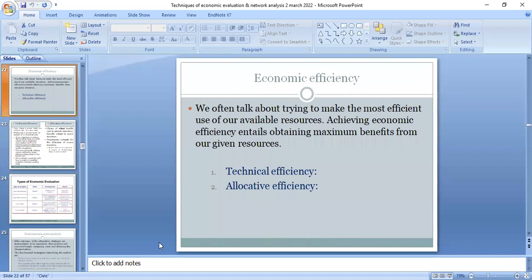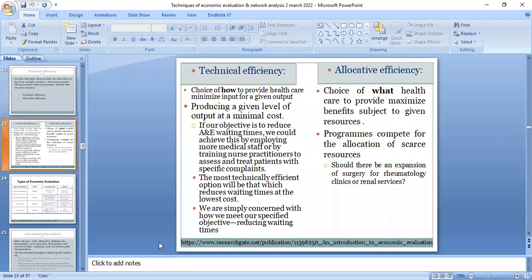Now, economic efficiency. We often talk about trying to make the most efficient use of our available resources. Achieving economic efficiency entails obtaining maximum benefit from our given resources. It has two forms, technical efficiency and allocative efficiency. Technical efficiency is the choice of how to provide healthcare to minimize input for a given output, while allocative efficiency is the choice of what healthcare to provide for maximum benefit subject to given resources. Technical efficiency produces a given level of output at a minimal cost.